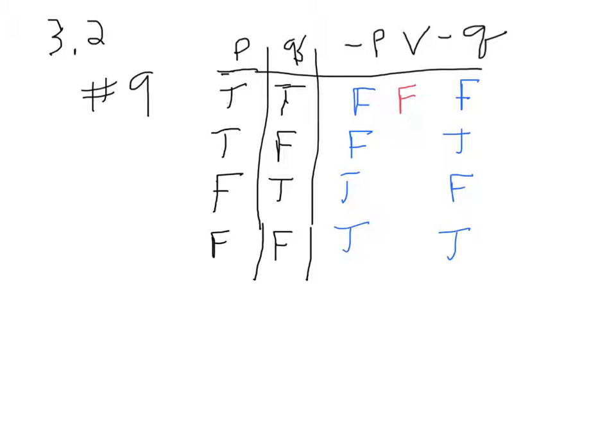The second row here, you've got a false or a true. One of them is true, so the whole thing is true. Here we've got true, false, so that's a true. We've got a true, true, so that's a true. I'm assuming you have some understanding about this because you didn't ask about the very first problem in this section. I hope this helps.